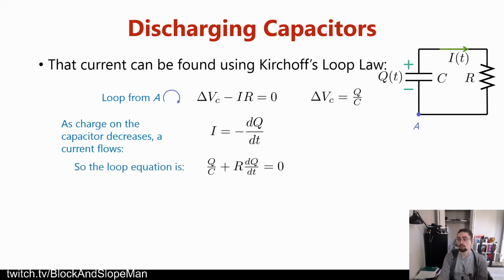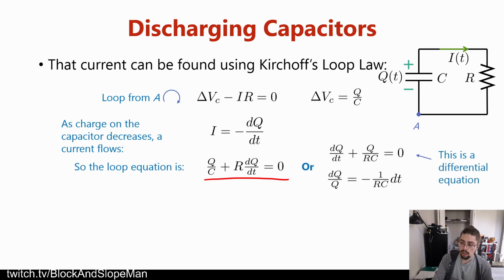So let's take those two things. Let's take our definition of delta V, let's take our definition of I, let's plug those things into my loop equation, and I get something that looks like this: Q over C plus R dq dt. And you might recognize this as a differential equation. Now, I'm not expecting you to know how to solve a bunch of differential equations right now. Some of you might already know. Some of you might have taken a class or are currently taking a class on these things. And if you have, more power to you. If not, that's no big deal.